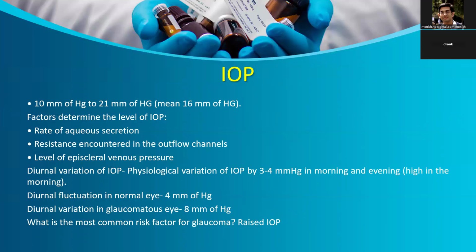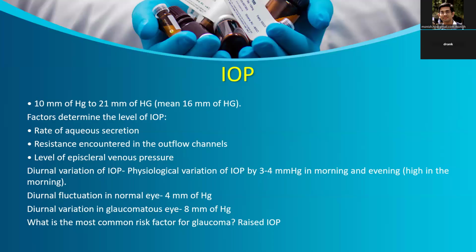All these three factors determine the level of intraocular pressure in a normal eye. IOP also has a diurnal variation pattern, a physiological pattern with around 3 to 4 mm of Hg variation from morning to evening. In the morning there is a higher IOP, and in the evening it drops. In a normal eye it is around 4 mm of Hg, but in a glaucomatous eye it doubles to around 8 mm of Hg. It is important to know the normal IOP to understand what is abnormal, as it is a major risk factor for glaucoma.